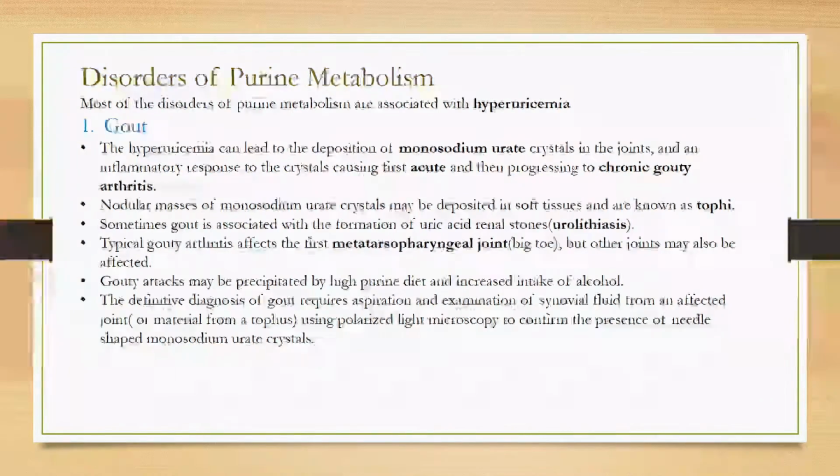At 30 degrees centigrade, the solubility of uric acid is lowered. Uric acid is deposited in the cooler areas of the body to cause tophi. Gouty attacks may be precipitated by a high purine diet and increased intake of alcohol.